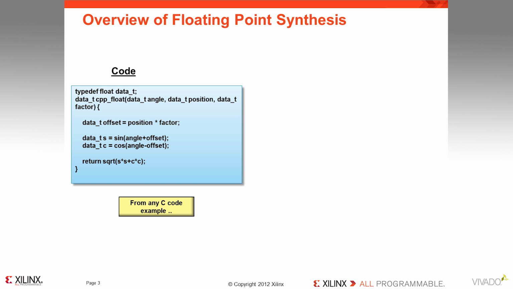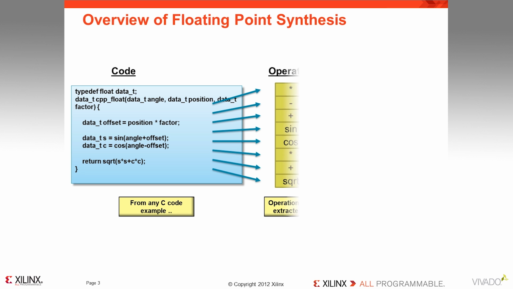This example C code uses the C float type. Notice this example has some standard arithmetic operations, multiply, add, subtract, and it has some math operations, sine, cos, and the square root functions. When the code is synthesized, it results in a number of operators which can be represented in hardware, multipliers, adders, sine and cos blocks.